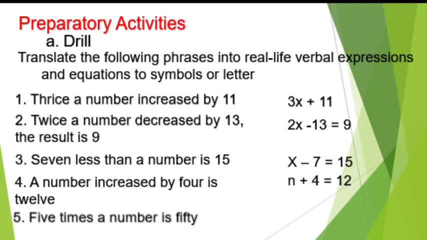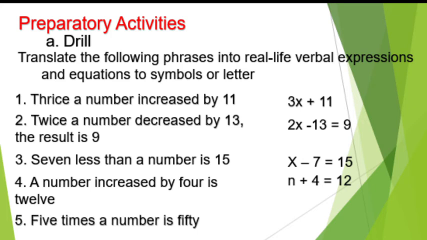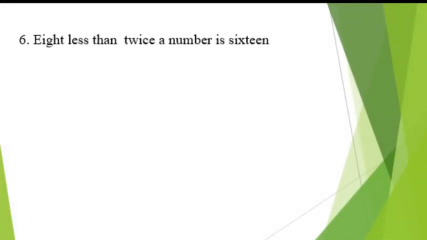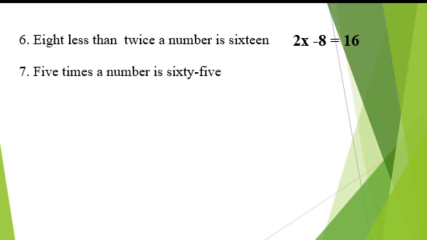Next, 5 times a number is 50. So that is 5x is equals to 50. 8 less than twice a number is 16. So that is 2x minus 8 is equals to 16. 5 times a number is 65. So that is 5n equals 65.